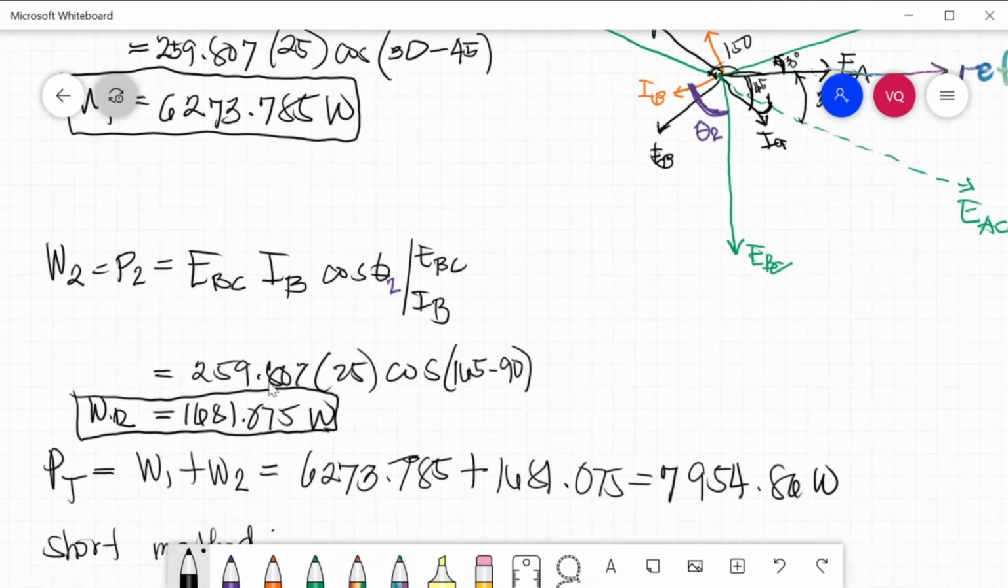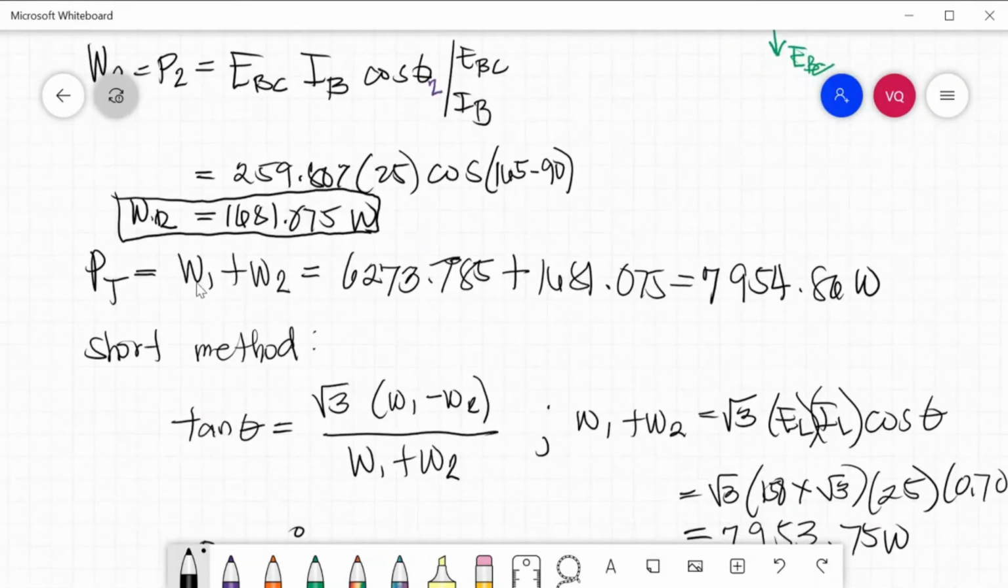So, 259.807 times 25 times cosine of 165 minus 90, equal to 1,681.075 watts. The total power now will be the sum of wattmeter 1 and wattmeter 2, equal to 7,954.86 watts. So for the short method, this formula was derived in the video that I posted.